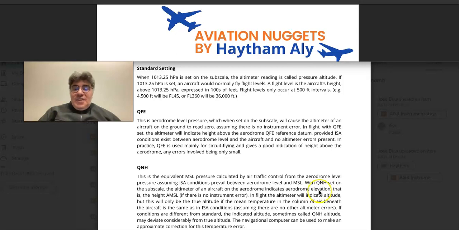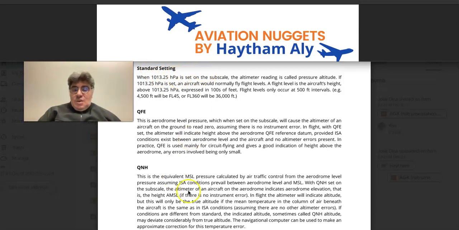Okay, everybody, what is elevation? That is the height above mean sea level if there is no instrument error. In flight, the altimeter will indicate the altitude. QNH, altitude. QFE, height. Standard setting 1013, pressure altitude, flight level.